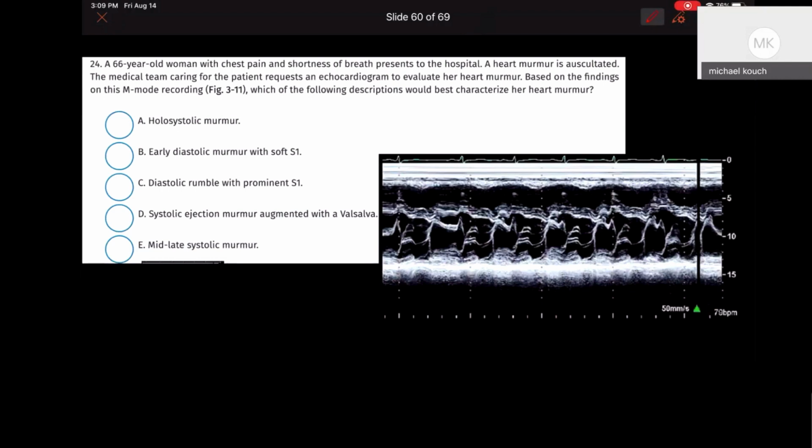A 26-year-old woman with chest pain, we're almost done. A woman with chest pain and shortness of breath presents to the hospital. Heart murmur is auscultated. The medical team caring for the patient requests an echo to evaluate her heart murmur. Based on these findings in the M mode, which of the following descriptions would best characterize her heart murmur? So what are we seeing on this screen? What do you think you see? Again, we're looking through a mitral valve, right? This looks like a mitral valve tracing.